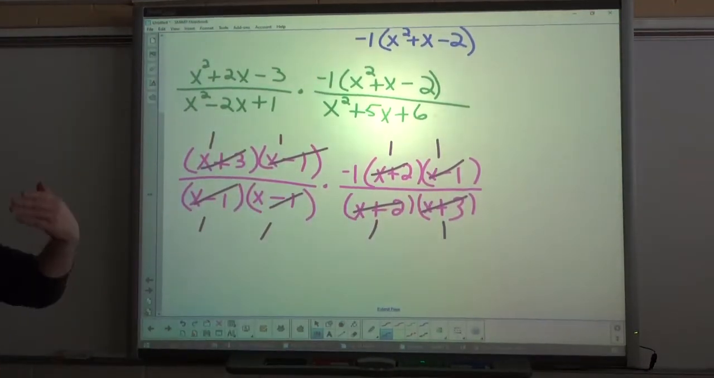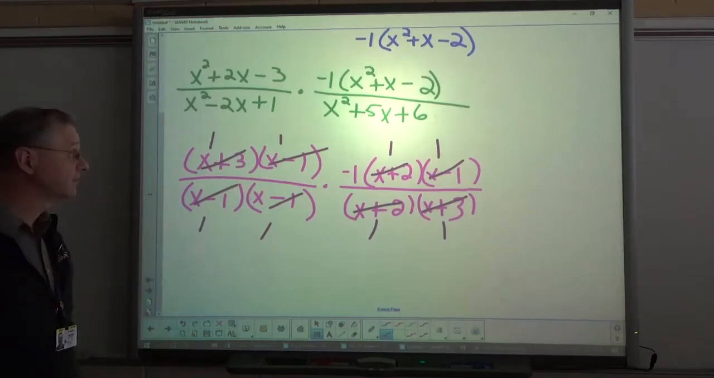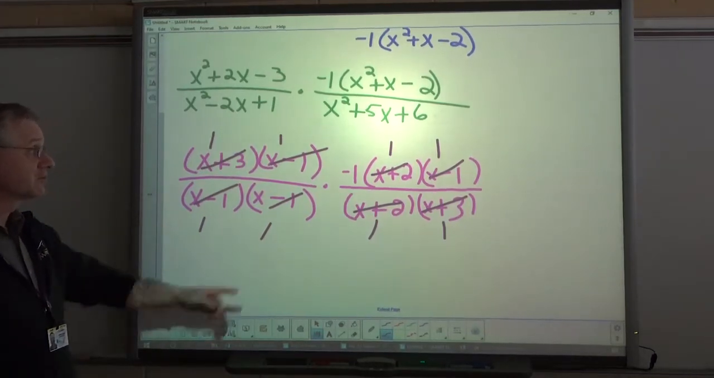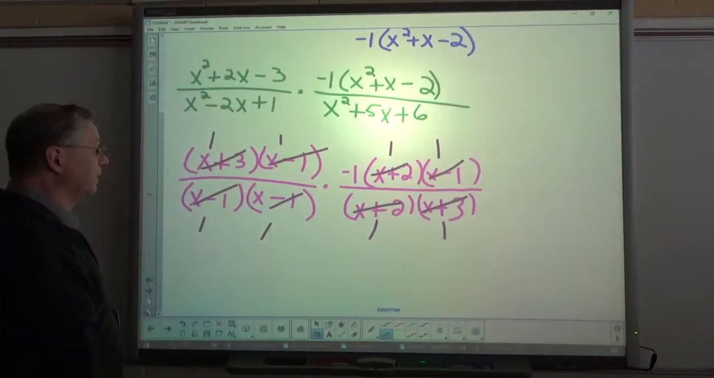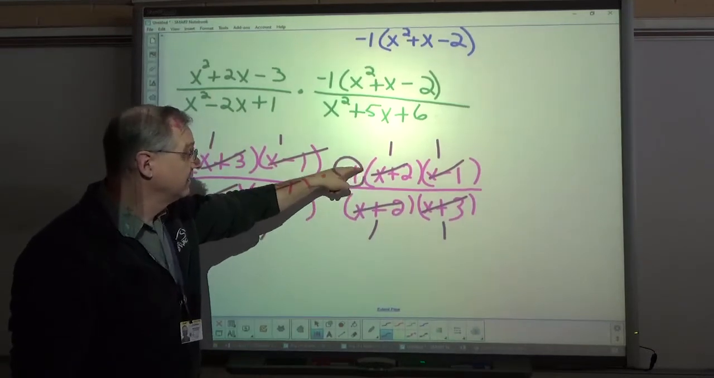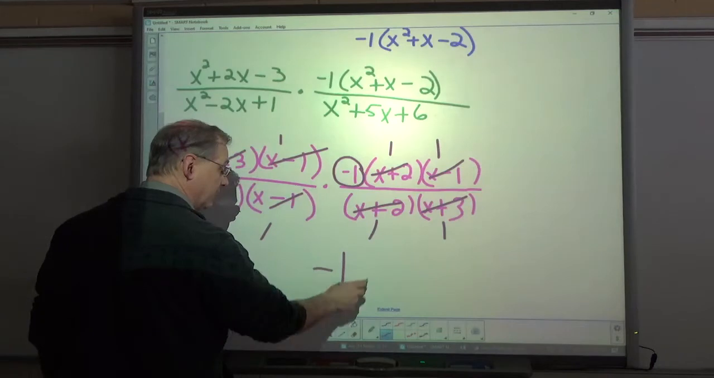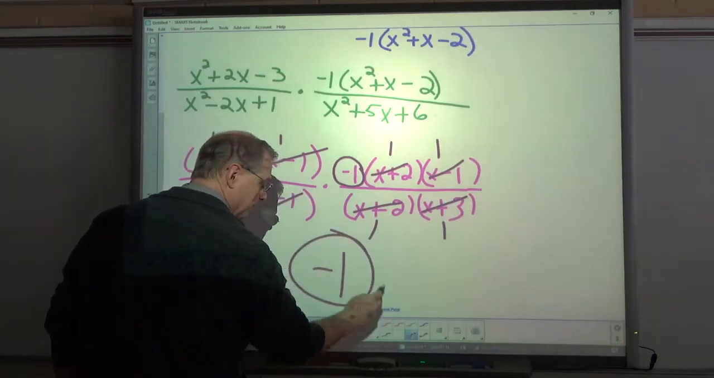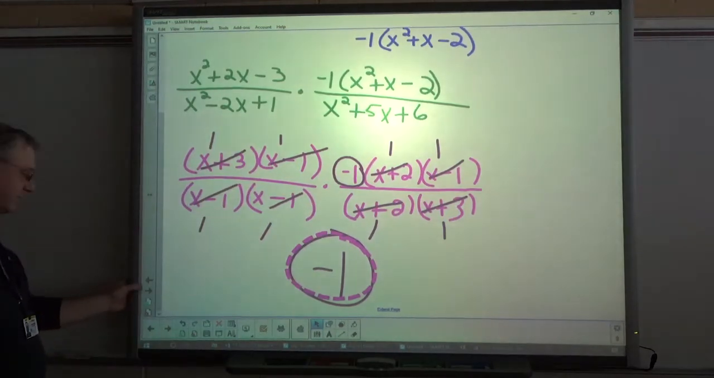Make sure that it's 1 on top and 1 on bottom. If they're both on top, it's not going to reduce with each other, because you can't reduce this x minus 1 with that one. They're both on top. When I look through, I've got a bunch of 1s and this negative 1. Everything else is a 1 multiplied together. Negative 1 is our final answer. All right, there's your final answer.